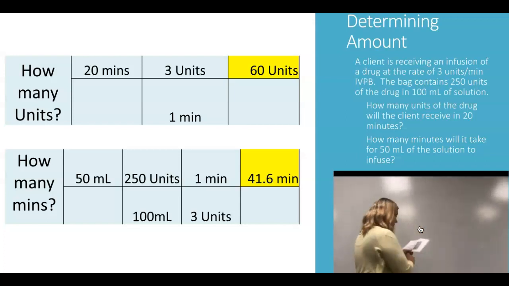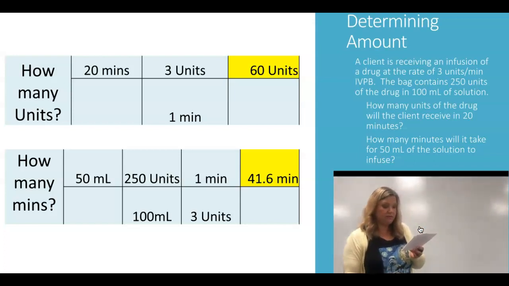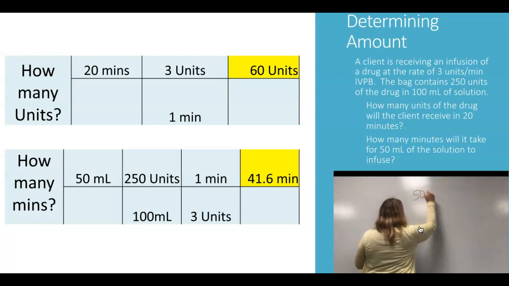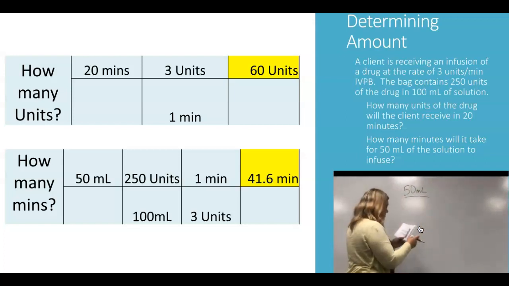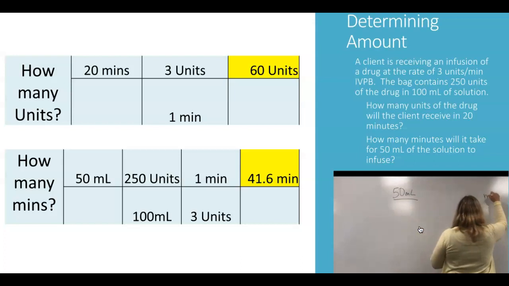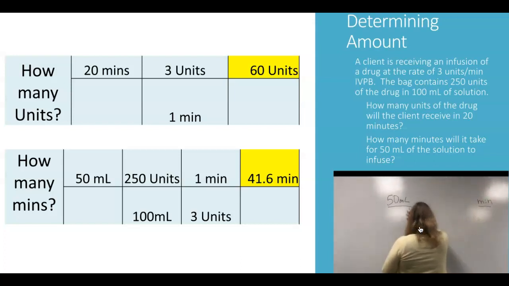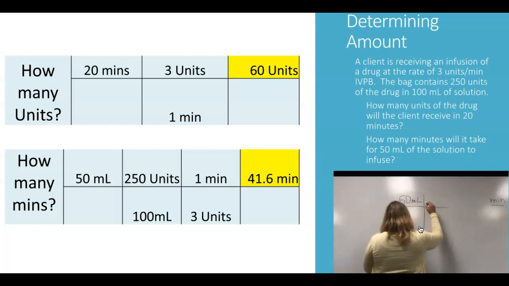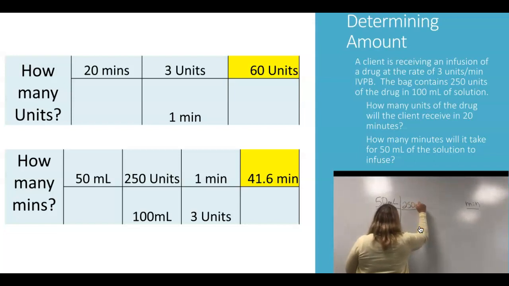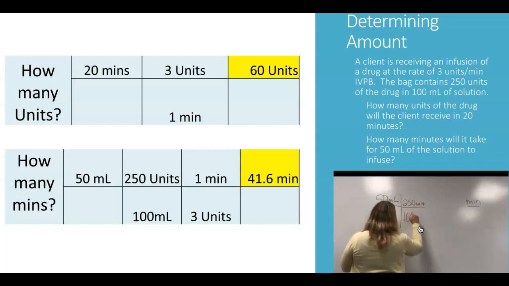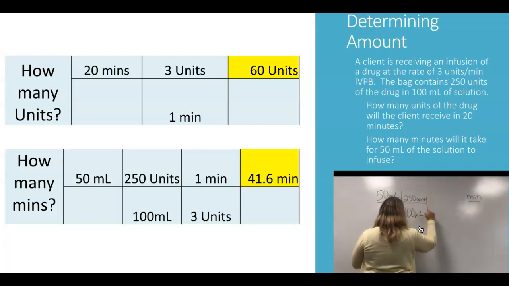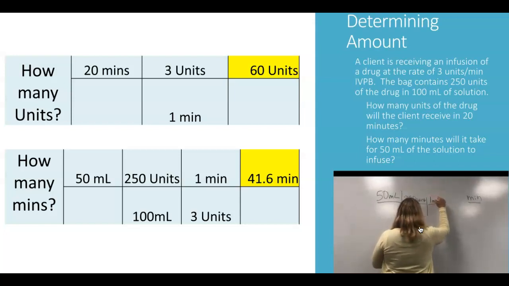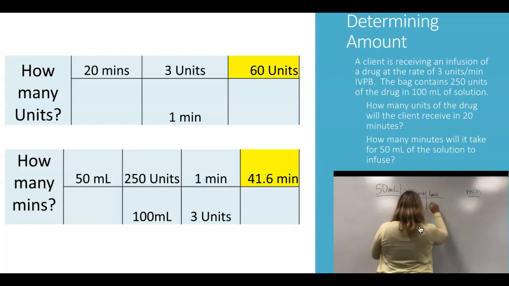Now, part B of this question asks us, how many minutes will it take for 50 milliliters of the solution to infuse? So it wants to know, how many minutes will it take for 50 mils? So 50 mils of the infusion, but I'm solving for minutes. So how many minutes will it take for this to infuse? So we've got 50 mils, and our rate, again, is 250 units in our concentration, and 100 milliliters. That's how it comes from the pharmacy. And it's infusing at a rate of 1 minute. That's M, and 3 units.